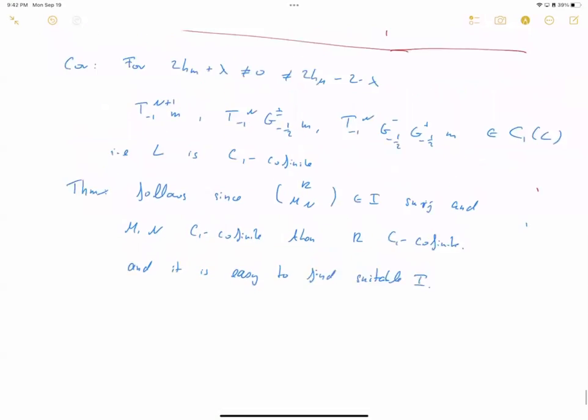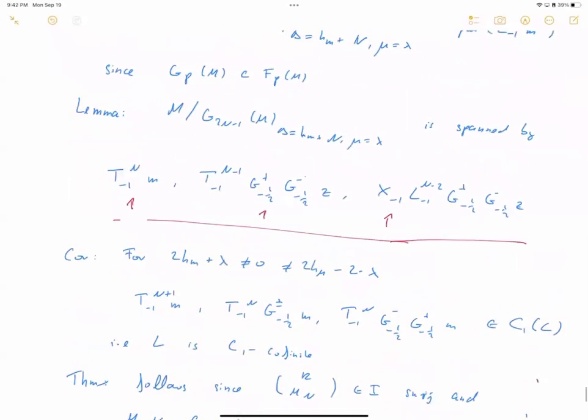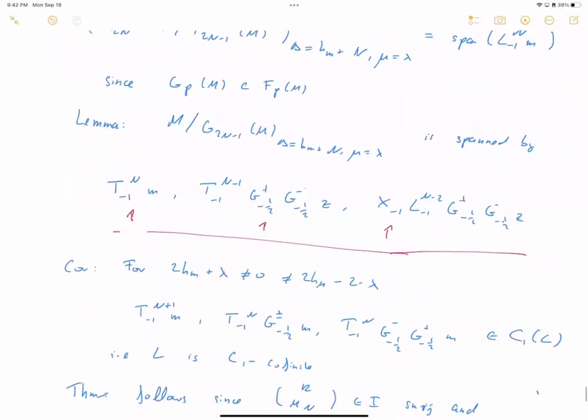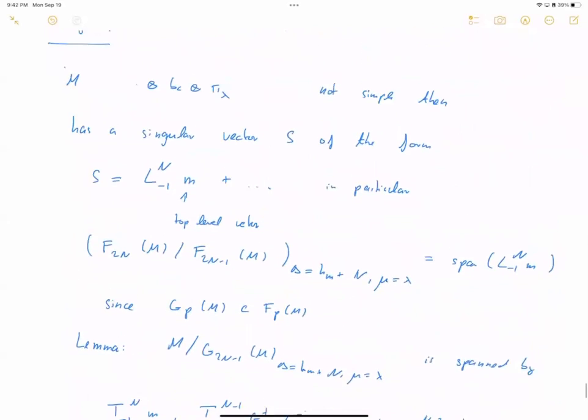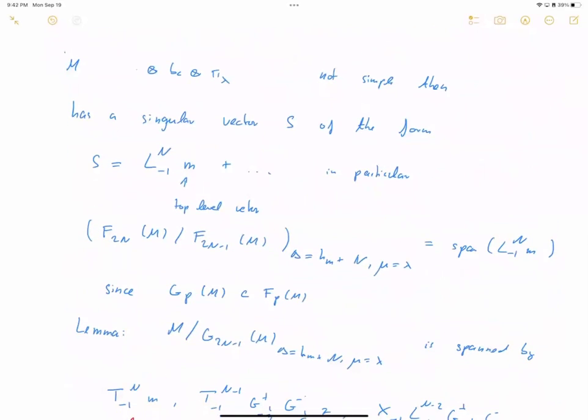Okay, so the idea of the proof is you have this embedding. This embedding tells you in particular, and it's embedding inside something with Virasoro. Virasoro is well known. So in particular, you know the leading form of singular vectors.